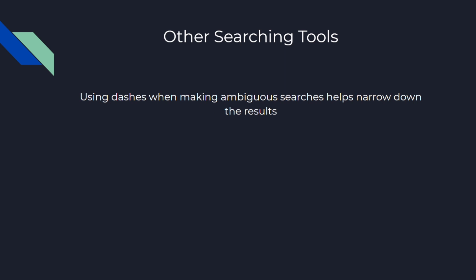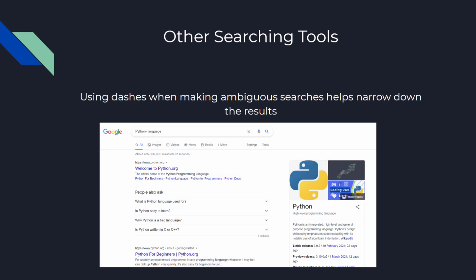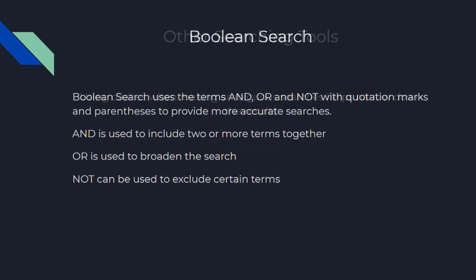Dashes can also be useful in narrowing down ambiguous searches. If I wanted to search for the coding language, Python, I should use the syntax Python-language, so that Google knows to return the results for the language and avoid the search results for the actual snake.